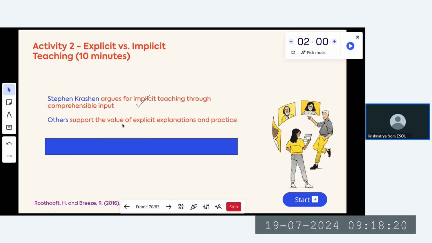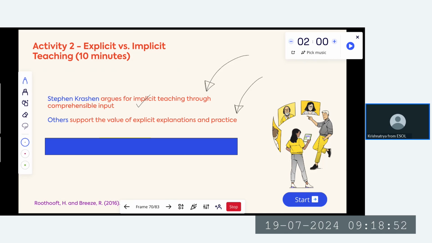Other people believe that explicit explanation is very important. That means it doesn't matter if you show real life application or not, you must show them the rules, followed by practice. I repeat, Stephen Krashen says, make sure that there is a lot of real life application. Other people say, well, to hell with real life application, make sure that you're explicitly mentioning the rules and making students practice more.